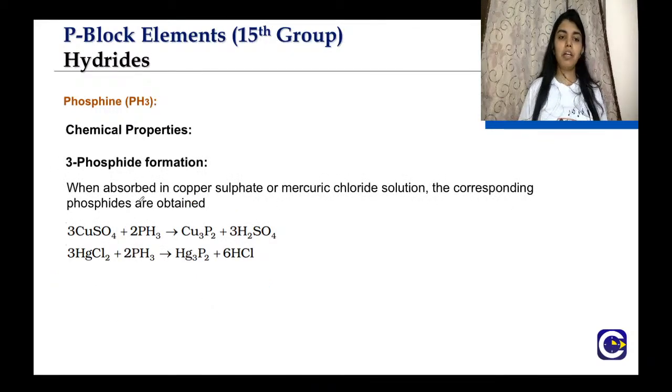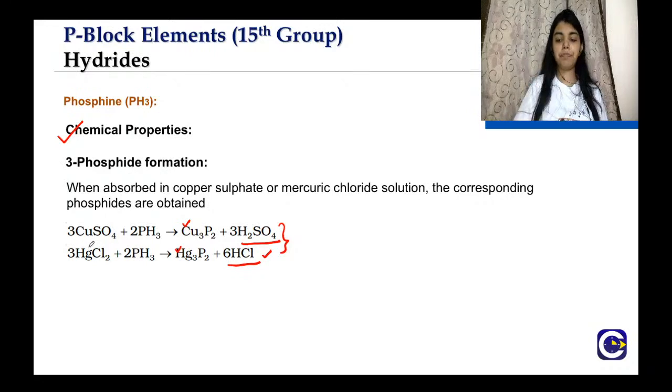Next, the chemical reactions of phosphine. When phosphine is absorbed in copper sulfate or mercuric chloride solution, it leads to the formation of the corresponding phosphides: copper phosphide and mercury phosphide, and H2SO4 and HCl are released as byproducts. The byproducts you don't need to remember. Just remember that copper sulfate reacts with phosphine to form copper phosphide, and mercuric chloride treated with phosphine forms the corresponding mercury phosphide.